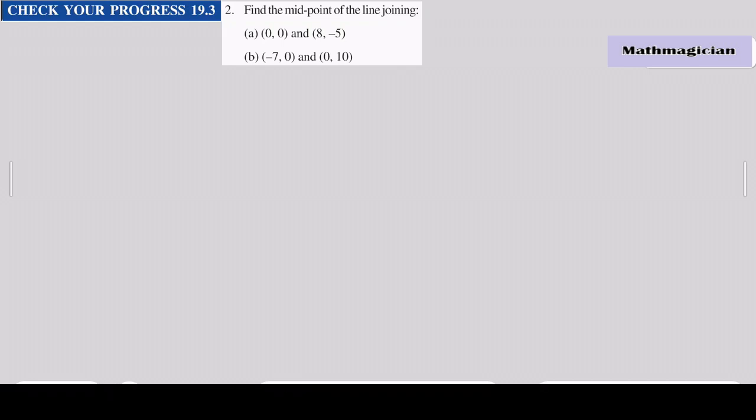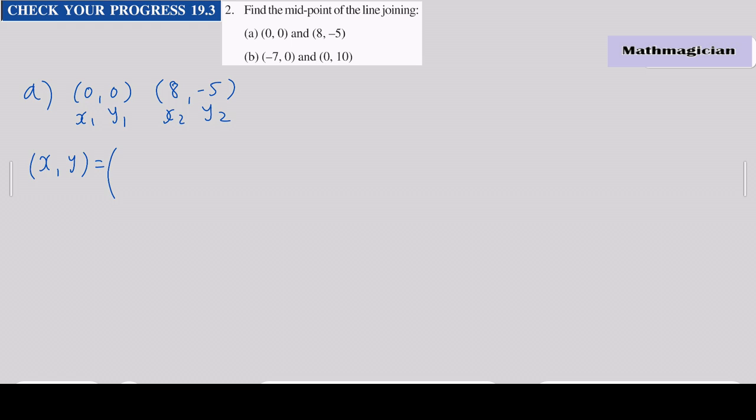Let's solve question 2. Find the midpoint of the line joining A (0, 0) and (8, -5). So here we are going to use the midpoint formula. Let's take A (0, 0), (8, -5). Mention this x1, y1, x2, y2. We know the midpoint formula. (x, y) is equal to (x1 plus x2 upon 2, y1 plus y2 upon 2).